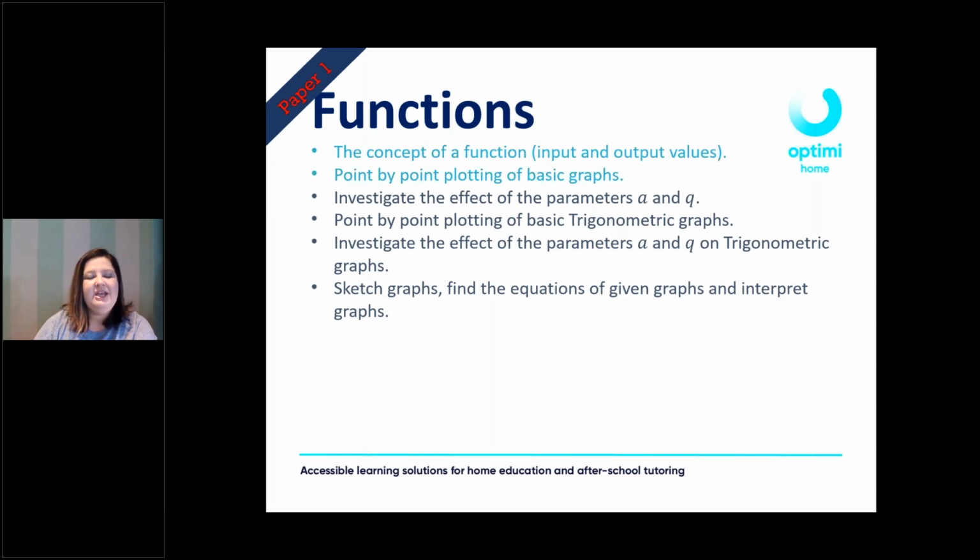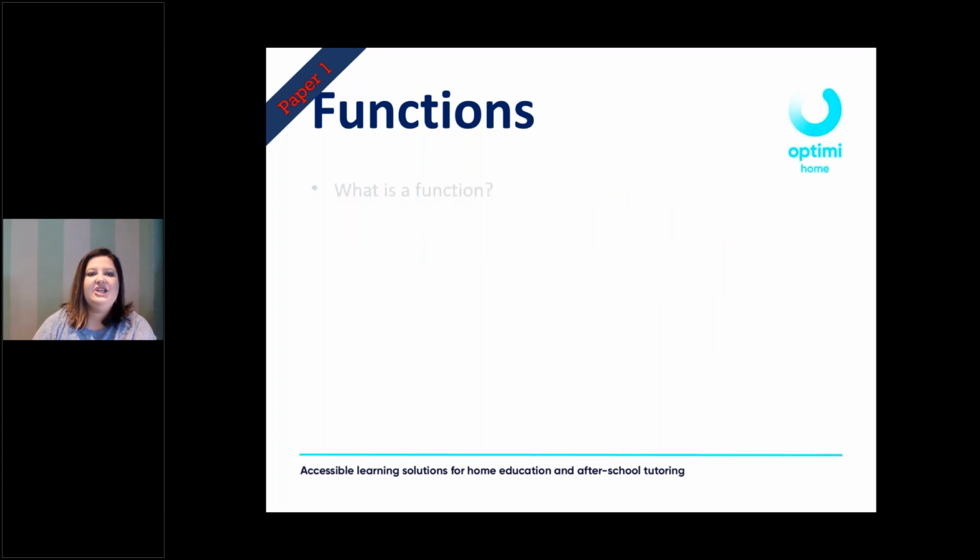Right, so for today, we will look at the concept of a function with input and output values and point-by-point plotting of basic graphs. Now we're going to look at two basic graphs over here, and it will be the straight line and the parabola. So what is a function? So I said that you must look at the word that actually repeats itself. It should give you a clue to something like a graph, but it's a very specific type of graph. We will look at that.